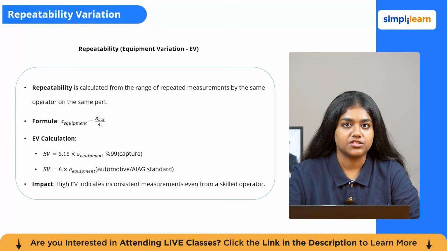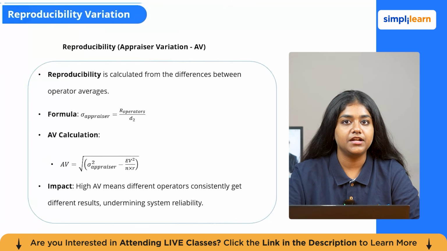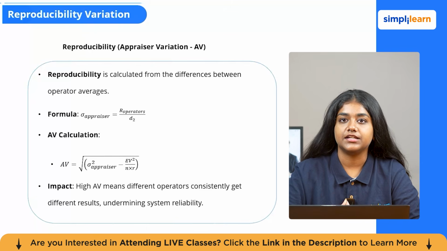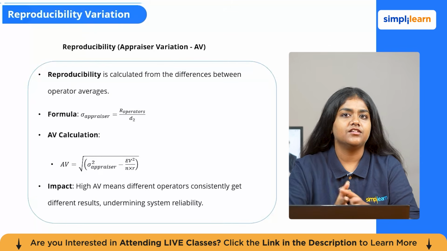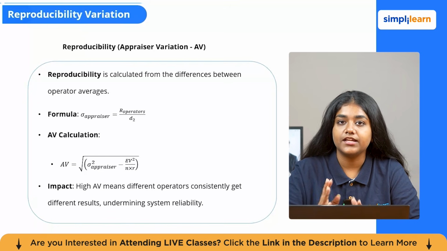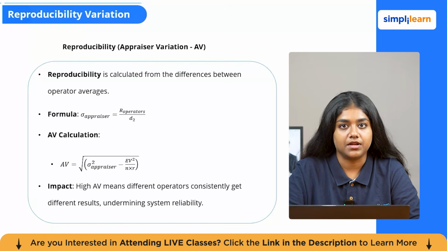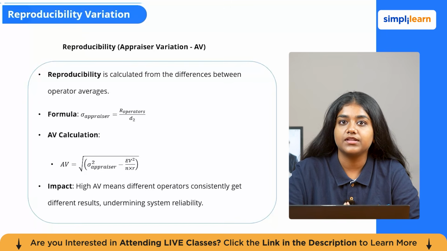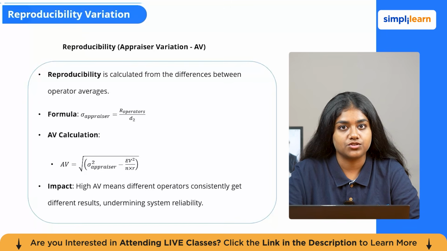Now let's look into reproducibility. Reproducibility or appraiser variation is calculated from the differences between the operator averages. The idea here is simple. After each operator has measured all the parts, you calculate each operator's overall average measurement. Then you look at the range of these operator averages, the difference between the highest and lowest operator average.